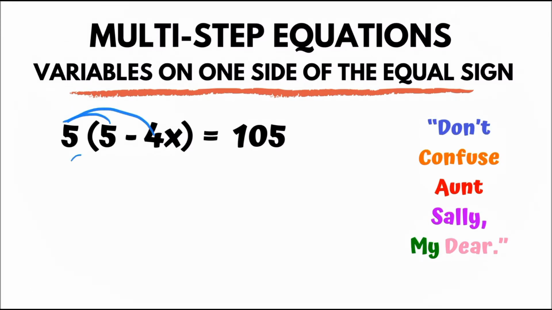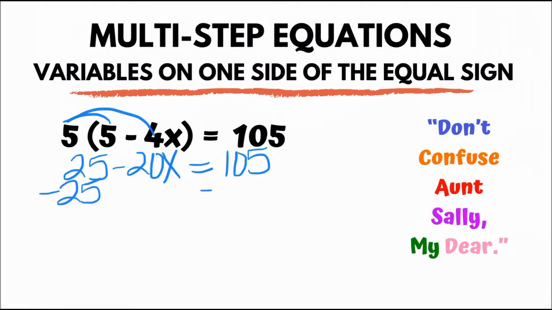5 times 5 is 25. 5 times -4x is -20x. Bring everything else down, equals 105. Then my next step is to see if there are any like terms that I can combine together on the same side, and it looks like there aren't any, so I'm going to move on and solve for x. And this is now just a two-step equation because I just need to subtract 25 from both sides.